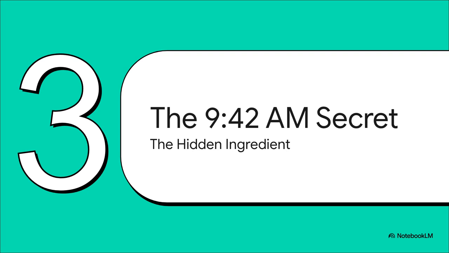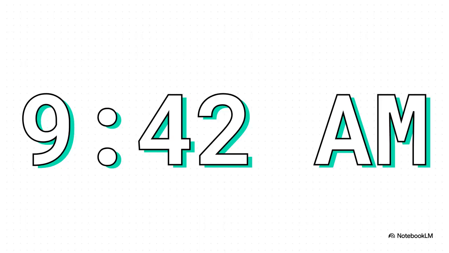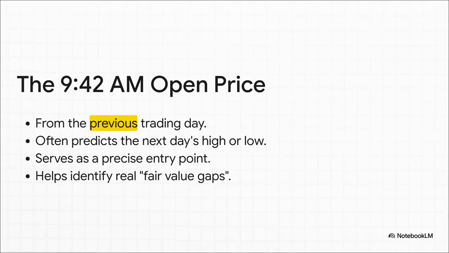And this is where a pretty interesting hidden ingredient comes into play. That secret coordinate is tied to this exact time, 9:42 a.m. New York time. But here's the twist. It's not what happens at 9:42 a.m. today that matters. See, here's the key idea. We're looking at the open price of the 9:42 a.m. candle from the previous trading day. This isn't just some random time pulled out of a hat. The theory is that this specific price level acts like a magnet for price, often pinpointing the high or low for the current day and serving as a super precise entry point.